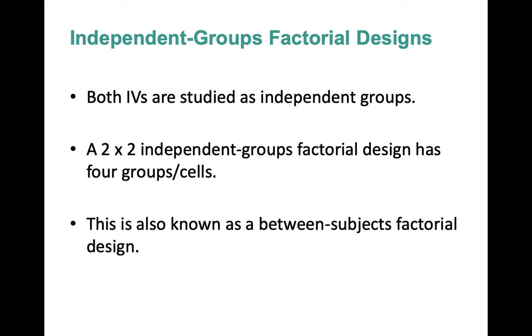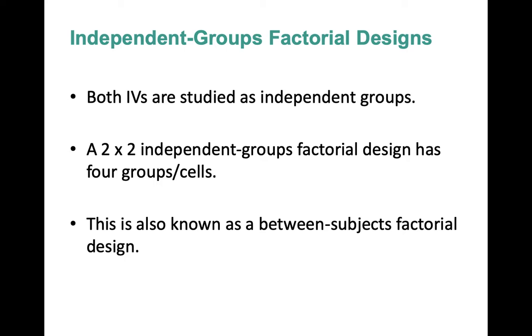So, an independent groups factorial design, otherwise known as a between groups factorial design, is when both independent variables are manipulated between groups. So if the design is a 2 by 2 independent groups factorial design, that means that you have 4 different groups of participants. And in the language of factorial designs, we can say that there would be 4 cells in the design that would represent 4 different treatment conditions or 4 different treatments of the study or the experiment.